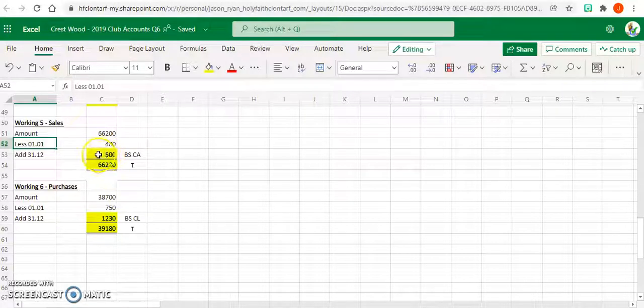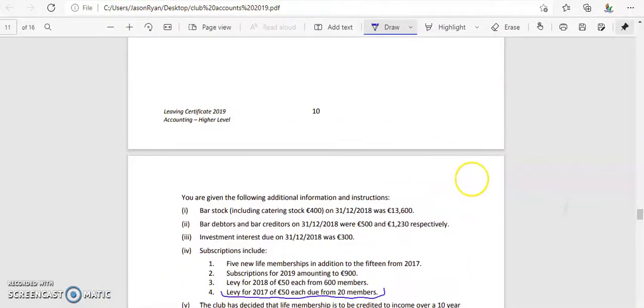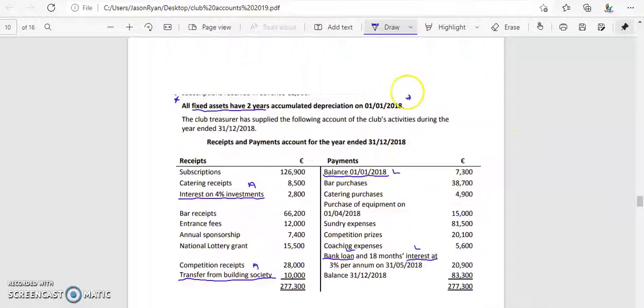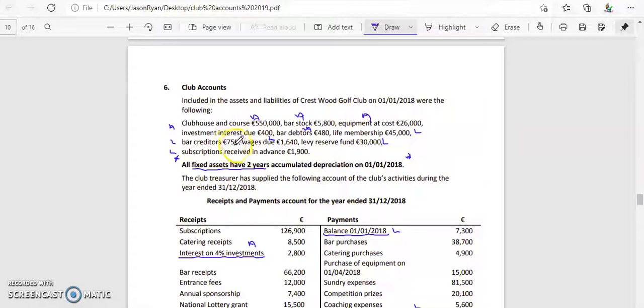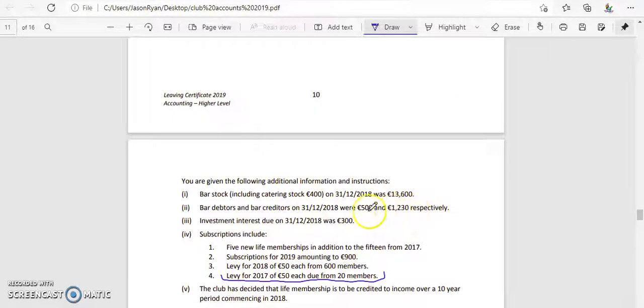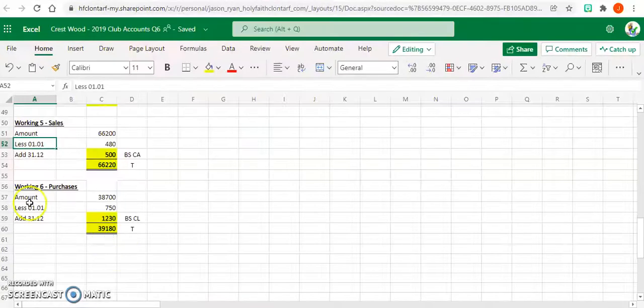Now our debtors at the end of 500, that's going to go into your balance sheet as a current asset. And this 66,200, that's going to be your sales in your trading account. You can do the same then for your purchases. So how much were our purchases in the question? We're going to go to our payment side. Bar purchases, make sure you use the bar purchases and not the credit catering purchases. So bar purchases, 38,700. To that you need to take away our creditors at the start of the year, which was 750, because that belonged to the previous period. And then we're going to add on the creditors that we have at the end, because that belongs to this period. So your bar purchases will look like 38,700, take away the 750, add on the 1,230, which is also in your balance sheet as your current liabilities for your creditors. And then your trading account for purchases will be 39,180.